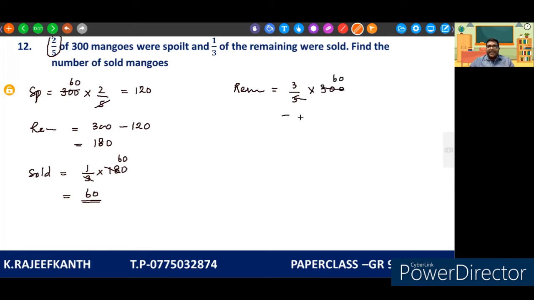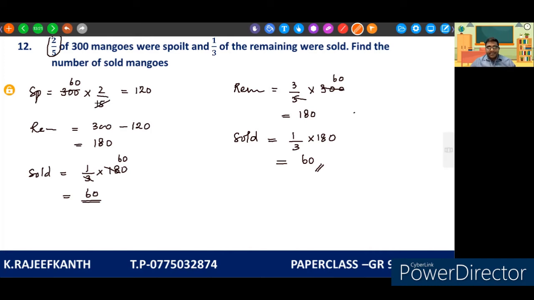So directly we can find the number of good mangoes. Then from this 180, we can find the sold mangoes. One third of 180 will be 60. In these two ways, you can find the number of sold mangoes. Here, first we found the good mangoes, then in the second step, we found the number of sold mangoes.